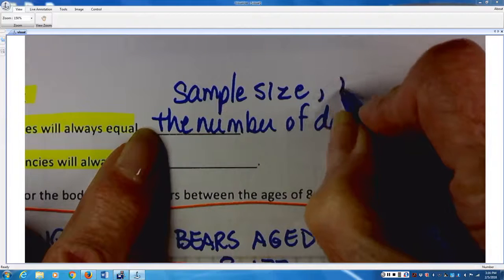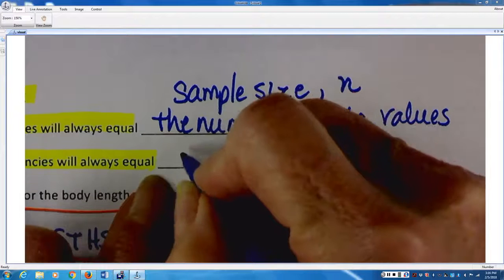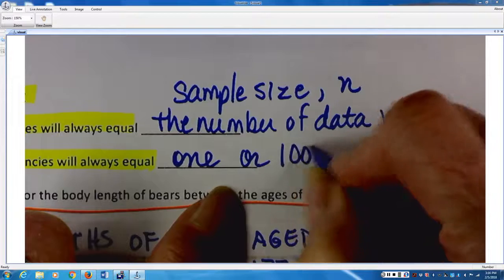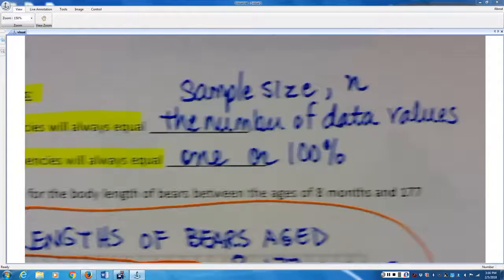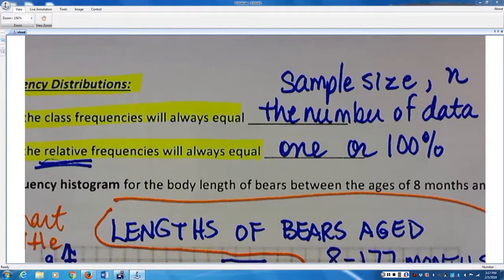And that has a symbol of N. The sum of the relative frequencies will always equal one or 100%. So the answers to those two questions, you should commit those to memory. You need to know that. I guarantee you will see those questions. Okay?